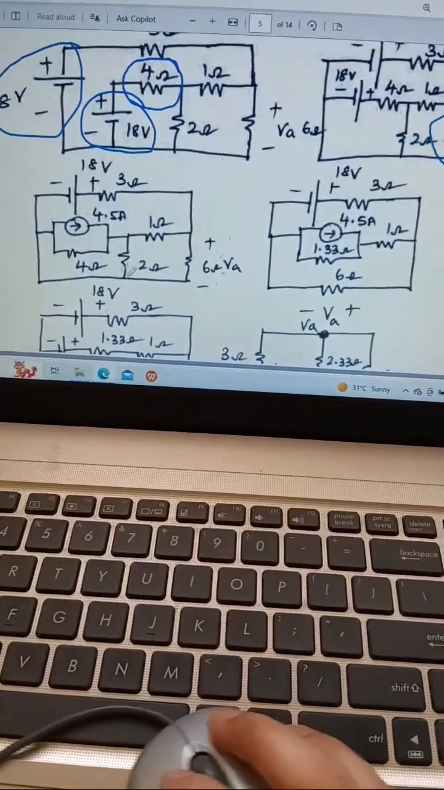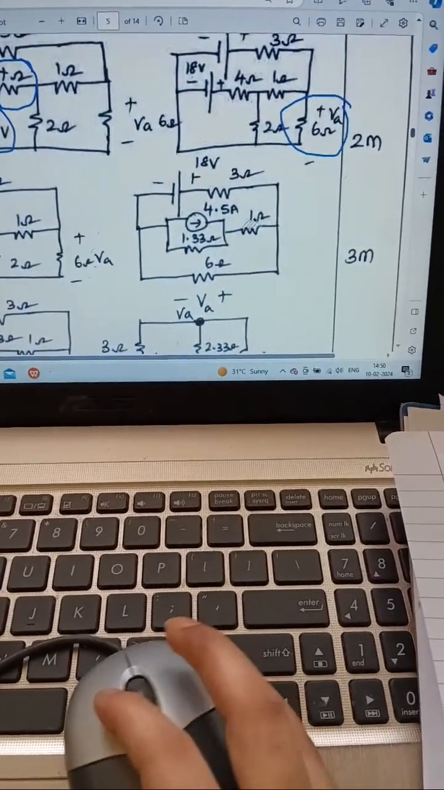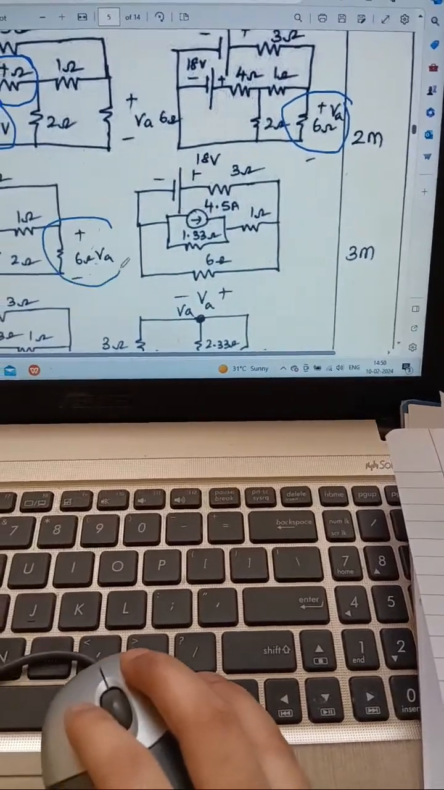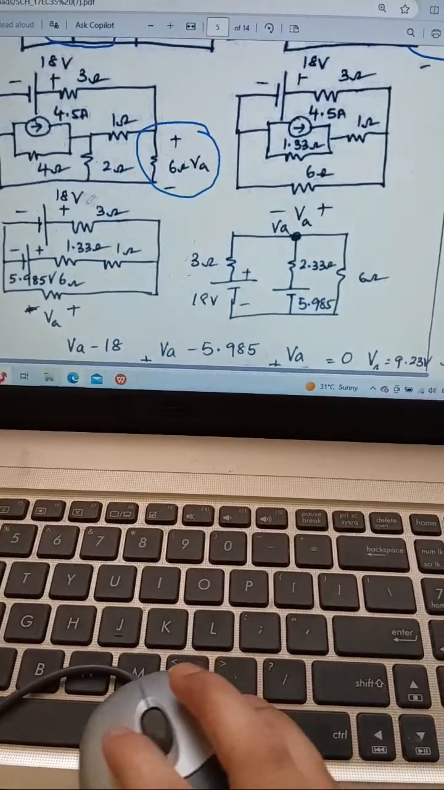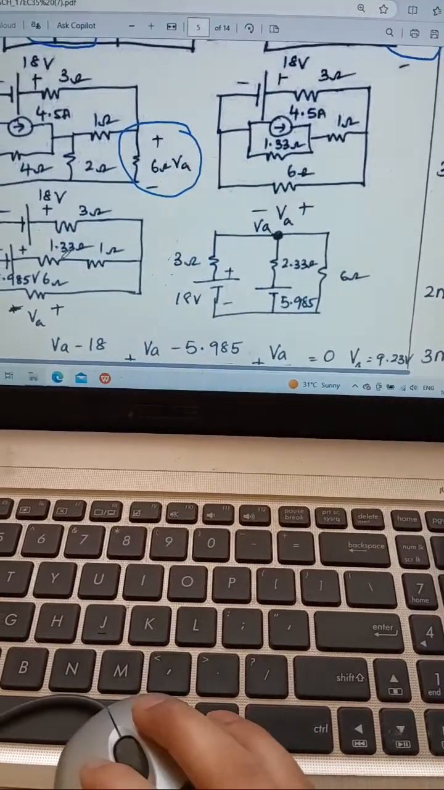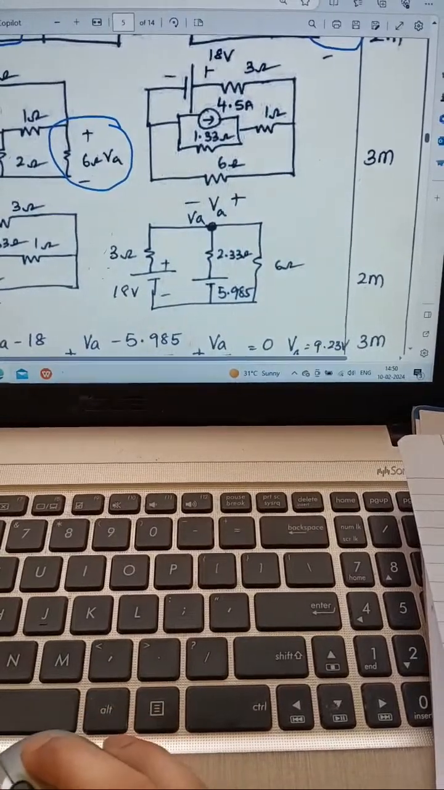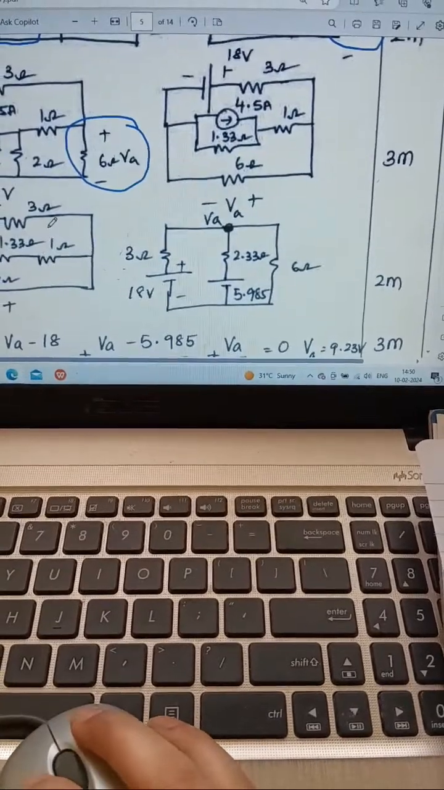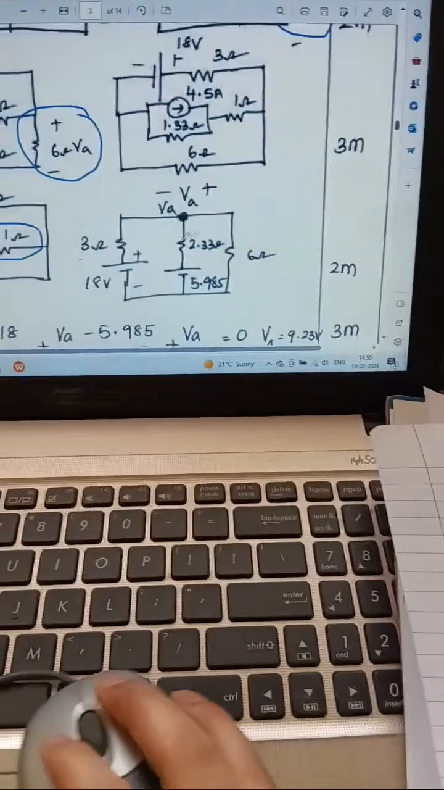That means they have taken 4 and 2 in parallel, I guess. So you get 1.33, and this is the 1 ohm which is present over here, and this 6 ohm is present like this. They have kept the 6 ohm as it is, no changes till the end. And now coming over here, you can see that you have got 4.5 ampere in parallel with 1.33 in series like this. That is, you get 5.9858. This is 1.33, and once again we can take this 1.33 plus 1 is 2.33.